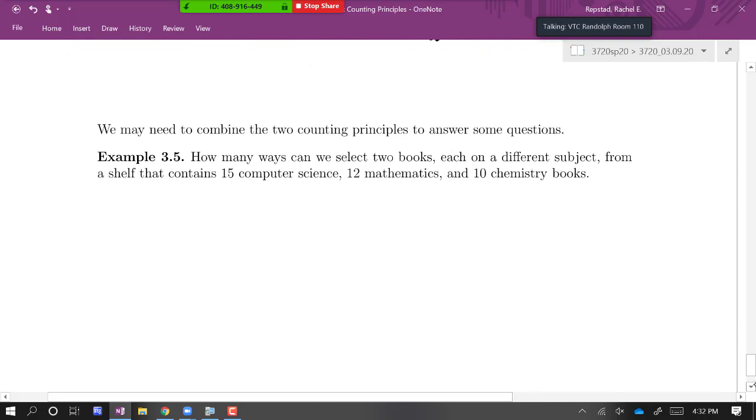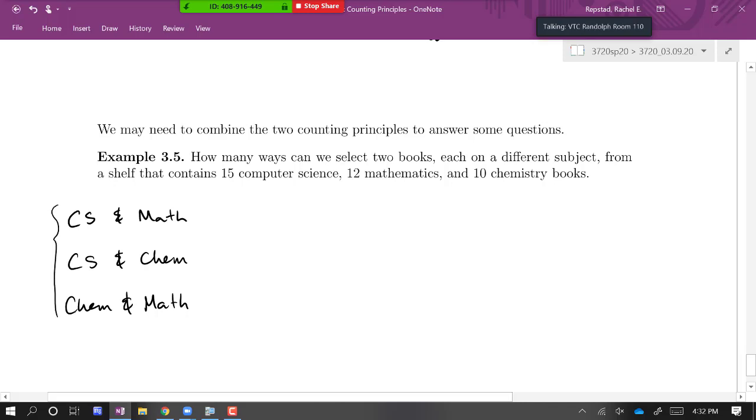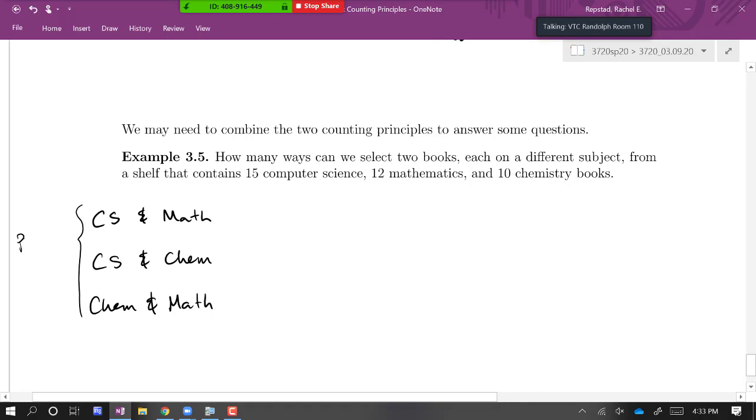Okay, so in example 3.5, we want to walk away with 2 books, but they have to be on different subjects. So the first thing I might think about doing is categorize what the different topics I could walk away with are. I could walk away with a computer science and a math book. I could walk away with a computer science and a chemistry book. And I could walk away with a chemistry book and a math book. I think those are the only ways we could pick 2 subjects from the 3. And these are pairwise disjoint. What I mean by pairwise disjoint is not that they couldn't walk away with the same computer science book if I looked at computer science and math versus computer science and chemistry, but that the pair of books are not going to be the same, right? I can't walk away with a computer science and a math book and have those be the same books that I get if I walked away with a computer science book and a chemistry book. They preclude each other. So these are pairwise disjoint.